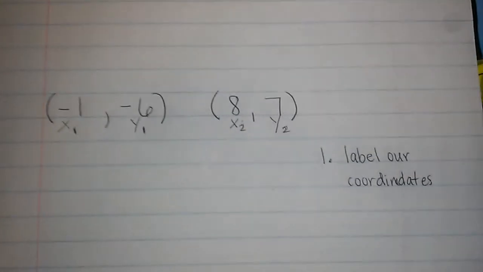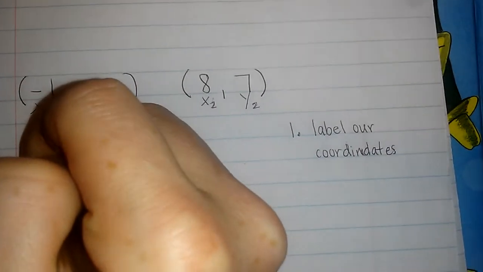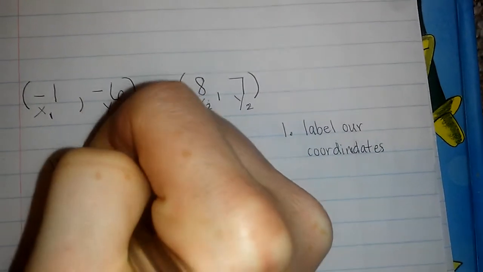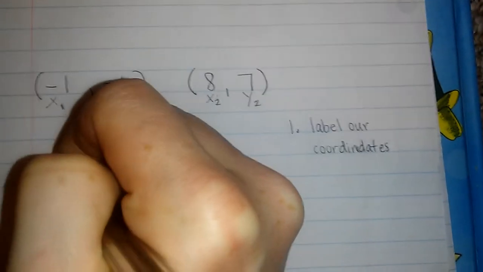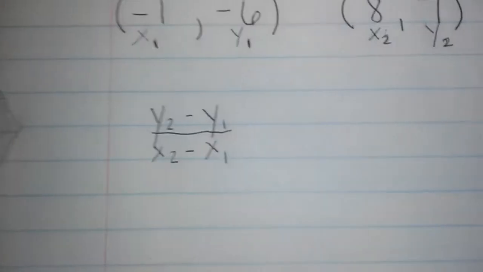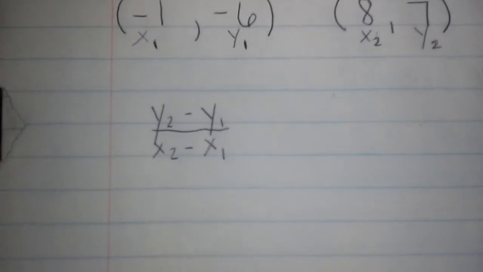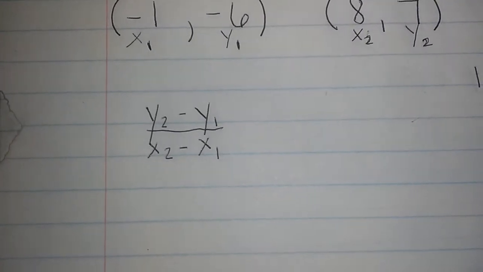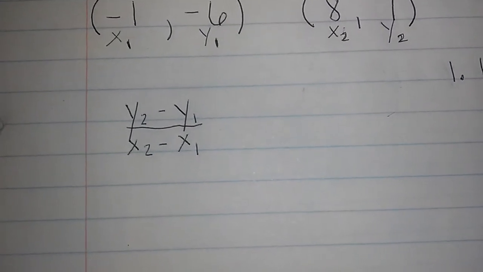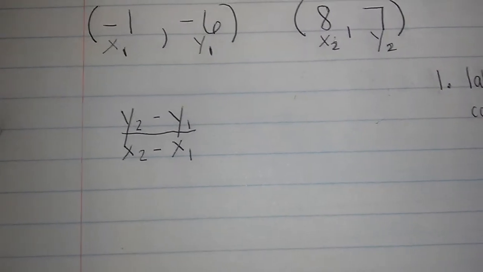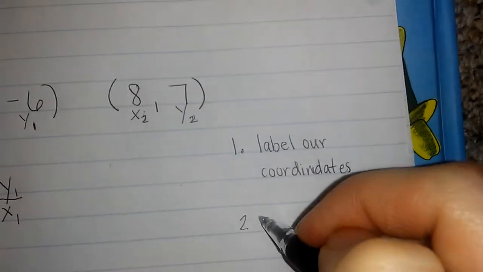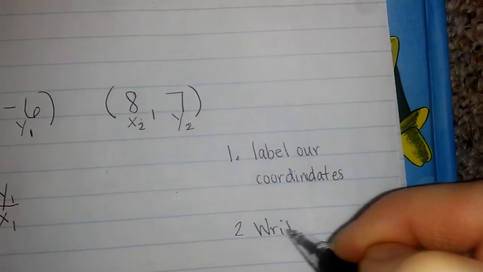All right, then we're going to look at our formula. This is y2 take away y1 over x2 take away x1. This is our formula. We're going to use this every single time when we have two coordinates and we are finding the slope between the two coordinates. We are going to use our y2 take away y1 over our x2 take away x1. So our second step, write formula.